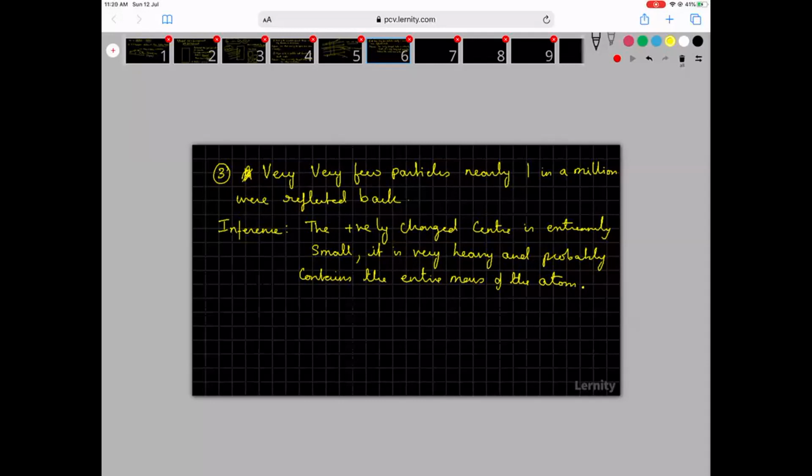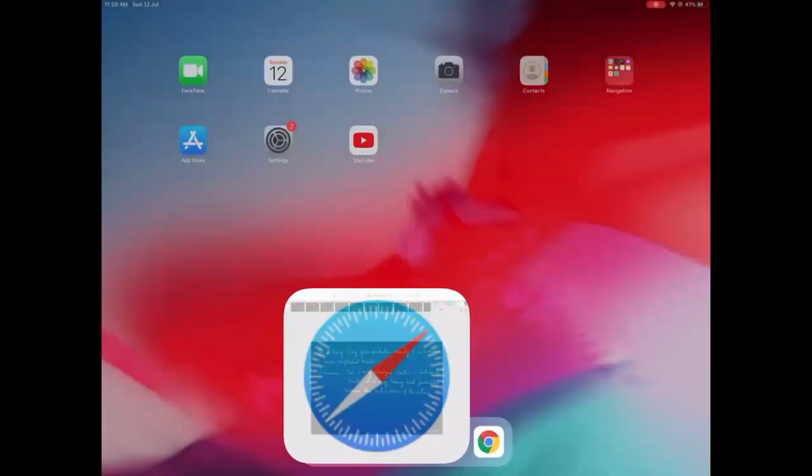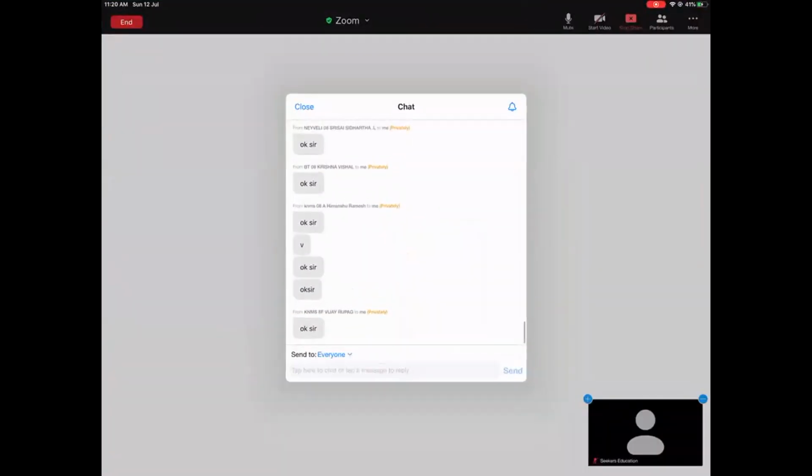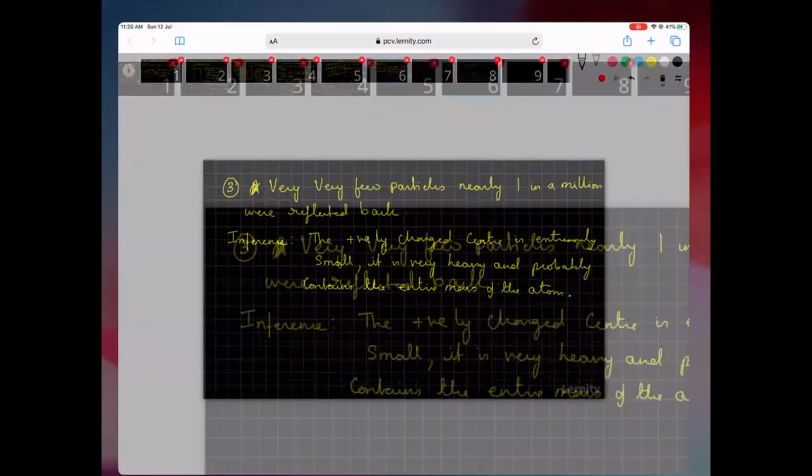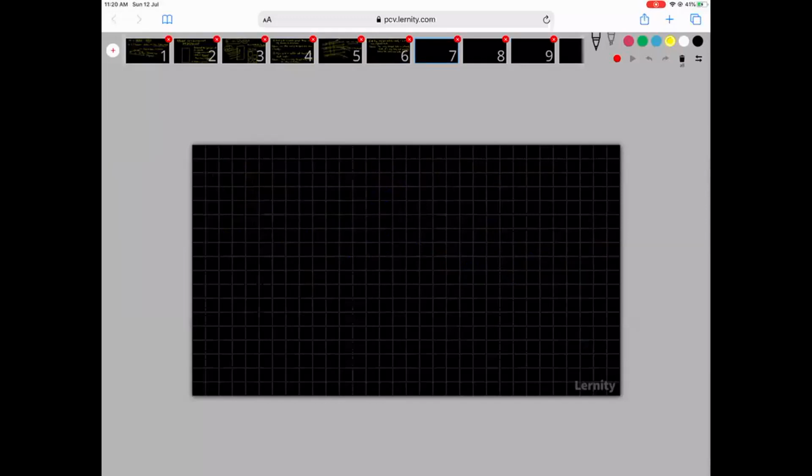Okay, the positively charged center is extremely small. It is very heavy and probably contains the entire mass of the atom. So this was the third inference. Now based on this, he came up with his model called the planetary model of an atom.